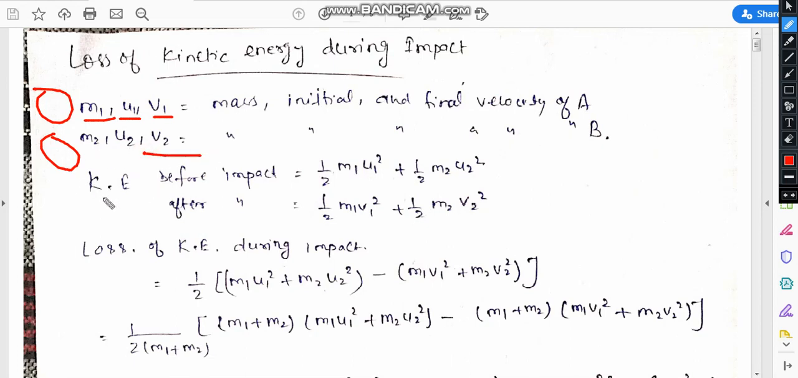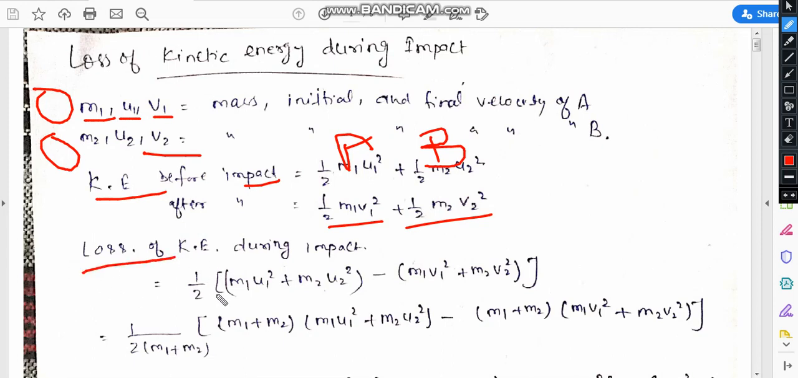So what is the kinetic energy before impact? Kinetic energy before impact is half m1 u1 square for body A and half m2 u2 square for body B. Similarly, after impact it becomes half m1 v1 square plus half m2 v2 square. So what is the loss of kinetic energy during impact?